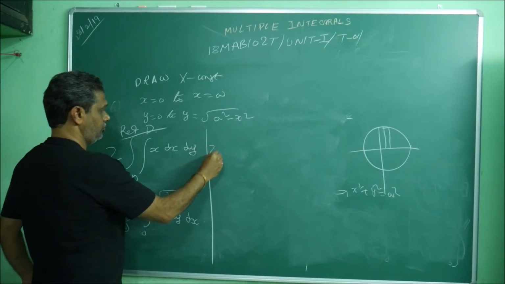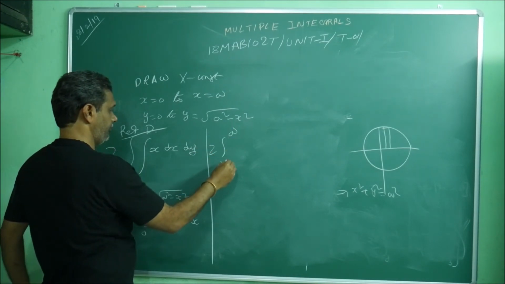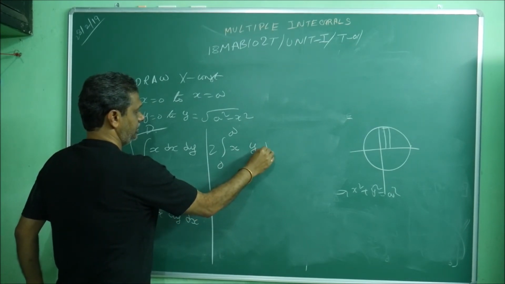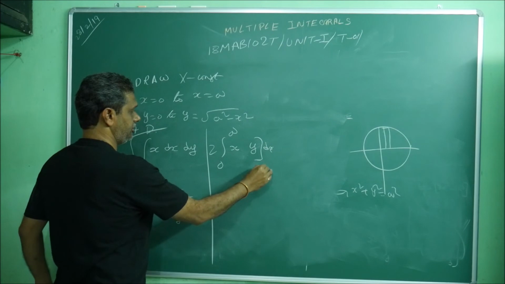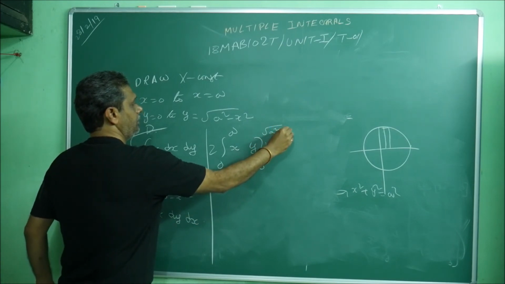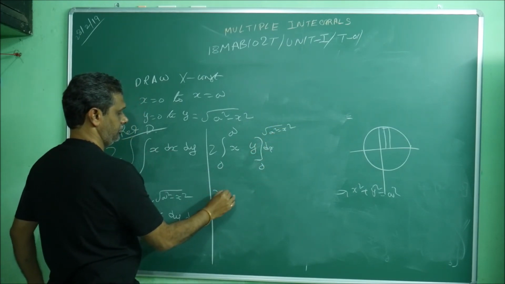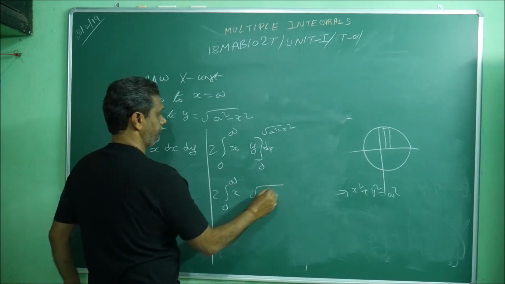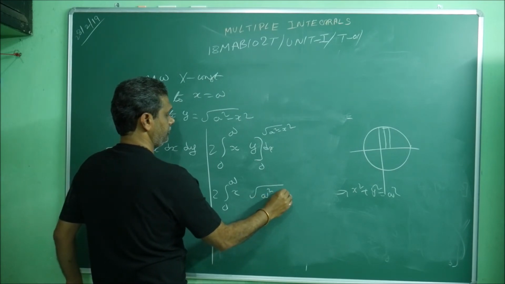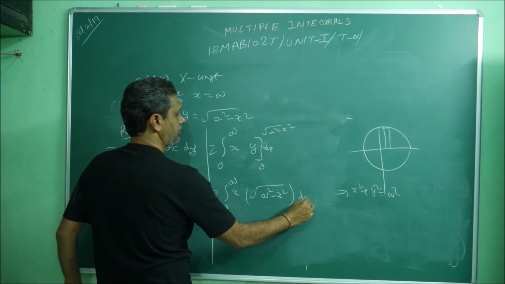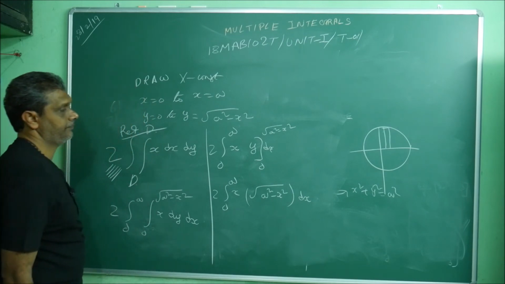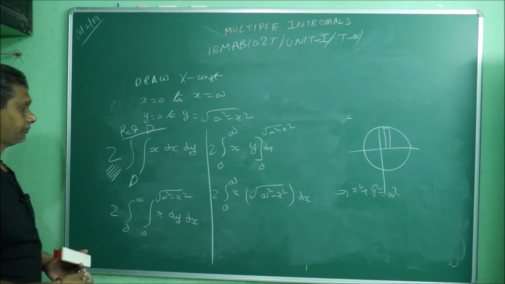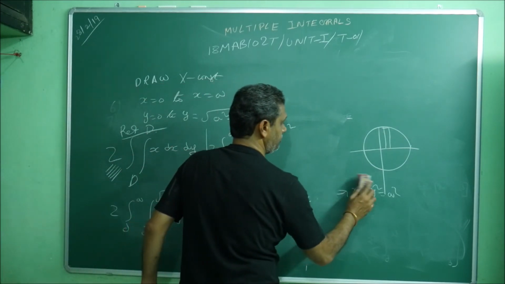Now 2 into 0 to a. x you can treat as a constant. With respect to y I am doing y dx. The limit is running 0 to root of a square minus x square. Then 2 into 0 to a, x times root of a square minus x square dx. Lower limit vanishes. Getting or not? Now look here.